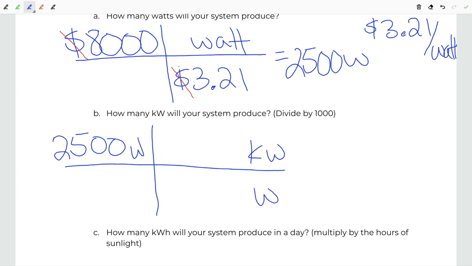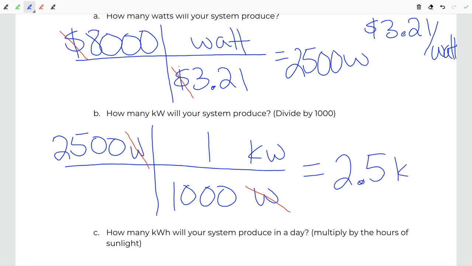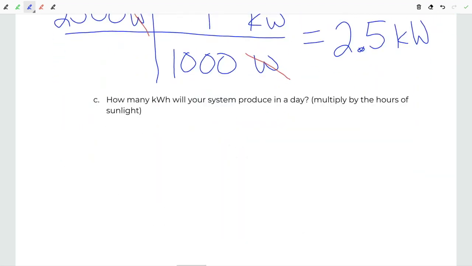And we want to cancel our watts. So we have 1,000 watts per 1 kilowatt. We cancel our watts, and we divide by 1,000, and we get 2.5 kilowatts is what our system produces.